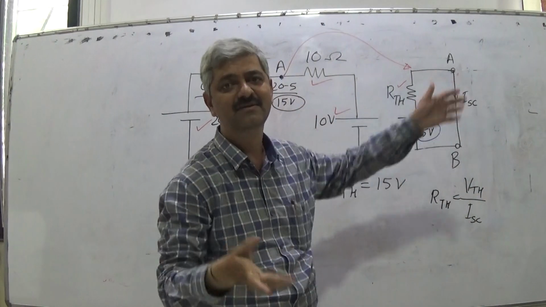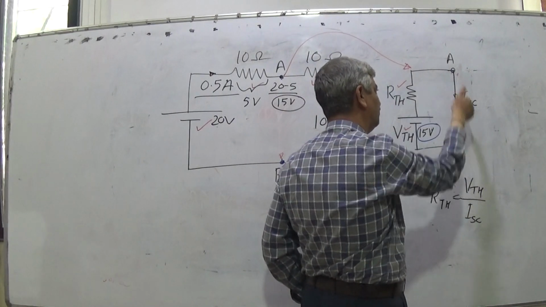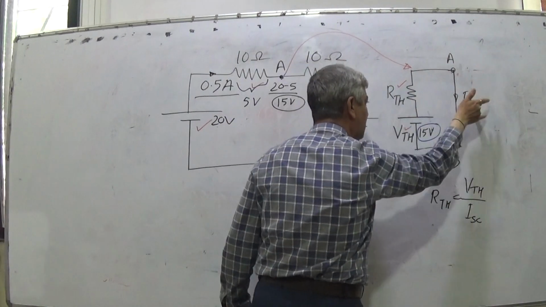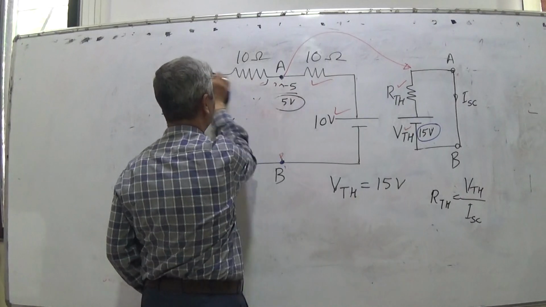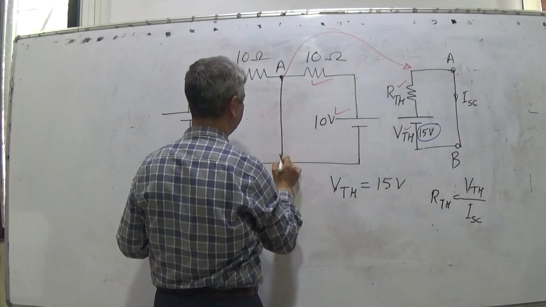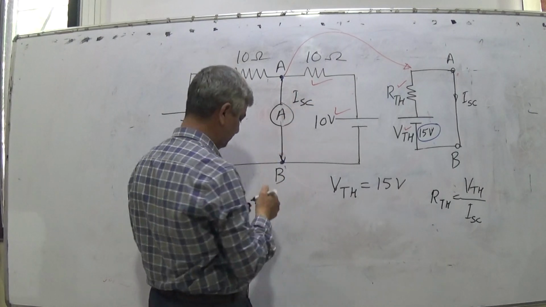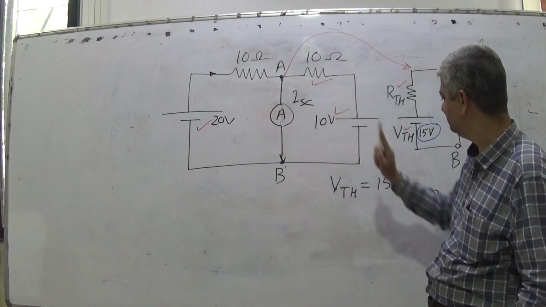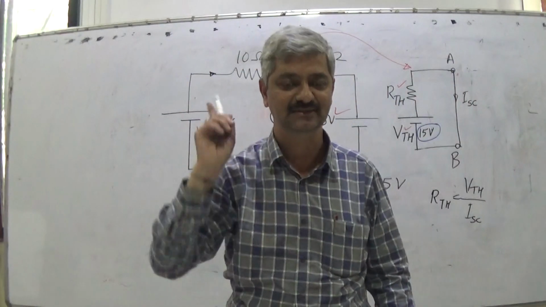And how can you measure ISC? If you short this, ISC current should flow. So here if ISC is to flow, this and this being equivalent, this ISC should also be flowing here. So you connect an ammeter, and that will give you ISC. Therefore VTH is VOC and RTH is VOC upon ISC.